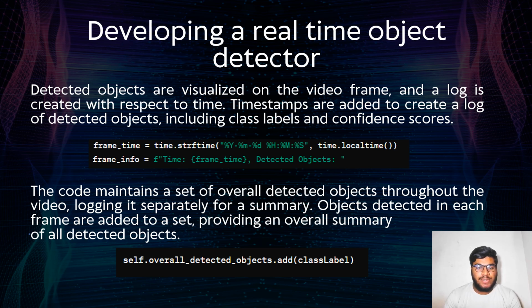The code maintains a set of overall detected objects throughout the video, logging it separately. For a summary, objects detected in each frame are added to a set, providing an overall summary of detected objects, where the class label has been initialized for the overall objects detected in the real-time object detection.